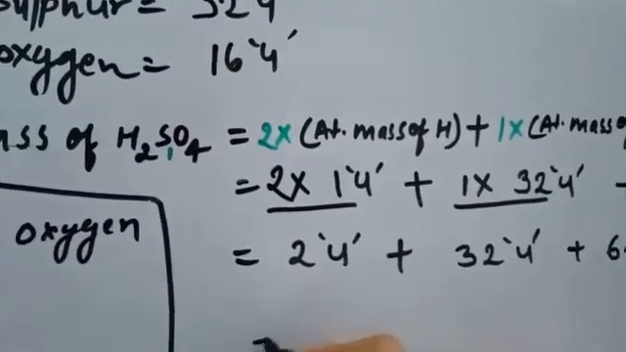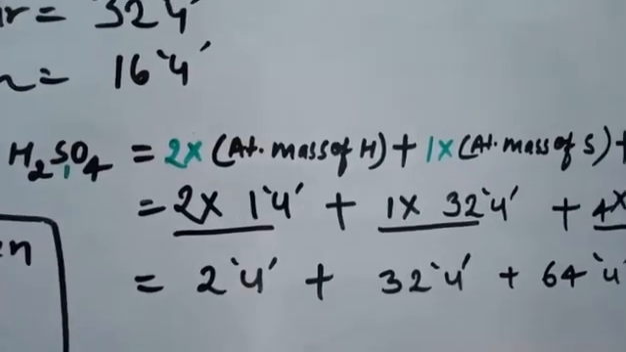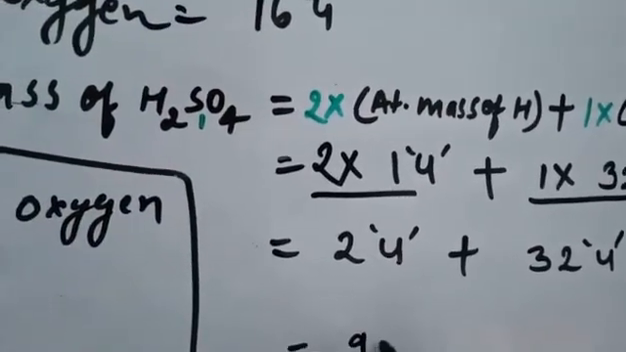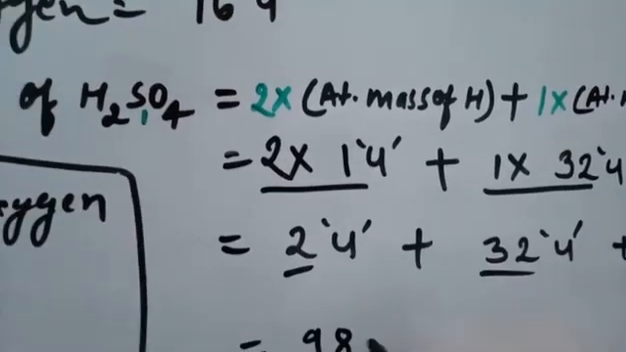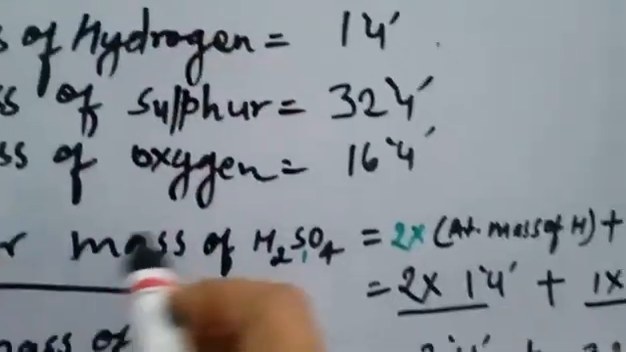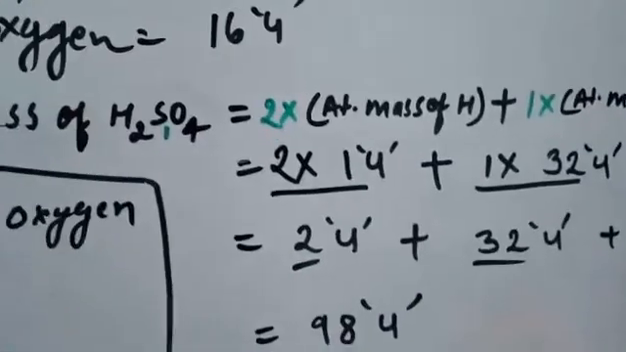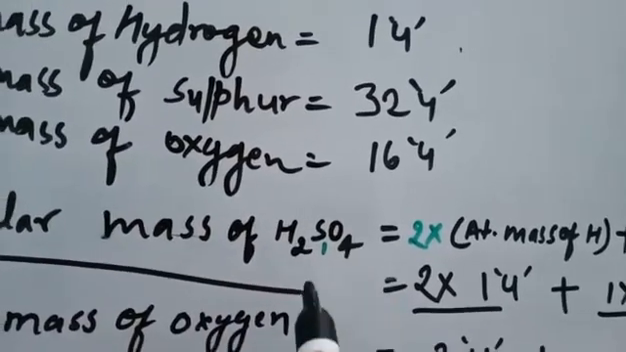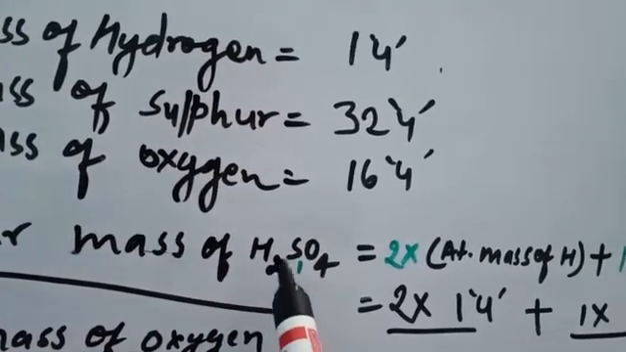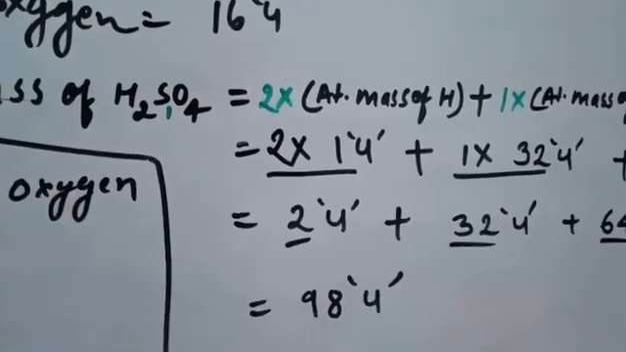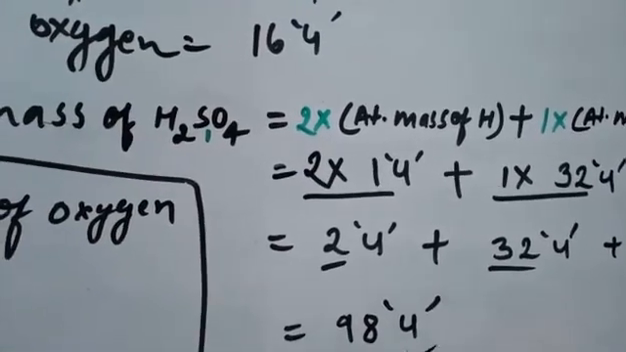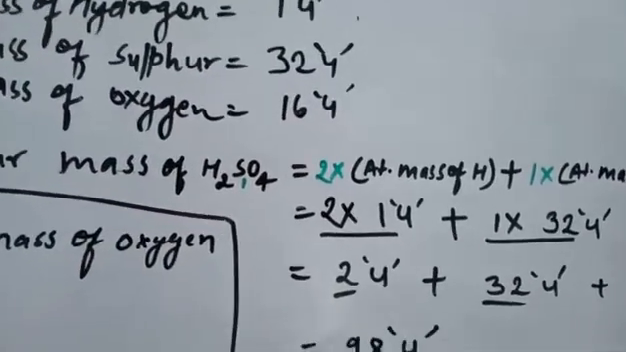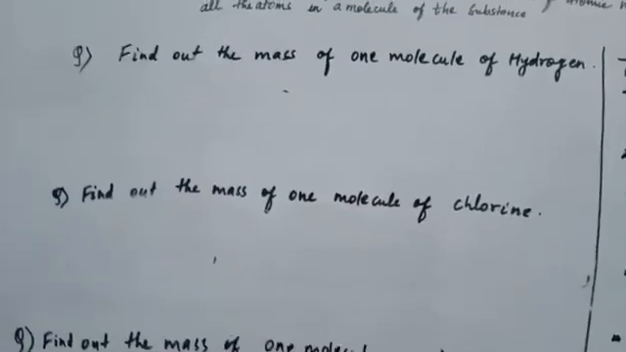So we will sum up. 64 plus 32 is 96, and 2 more, 98. 98u is the molecular mass of H2SO4, or we can say that the mass of one molecule of H2SO4 is 98u. So like that you can calculate the molecular mass of different substances. It can be asked in different ways.